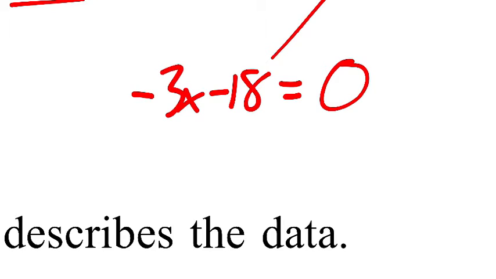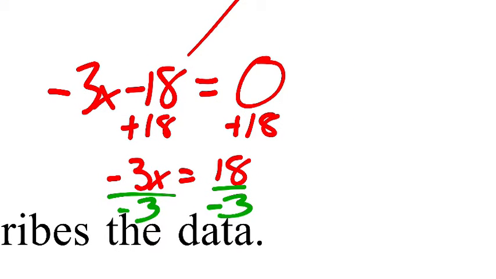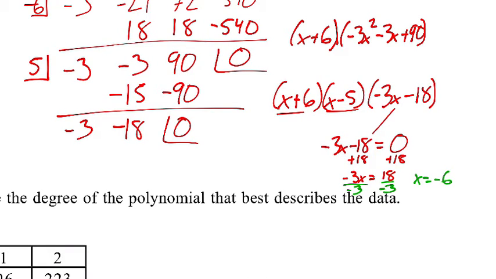So solving for x here, we're going to add 18 to both sides. We get negative 3x equals 18. In order to solve that part, we got to divide both sides by negative 3, and we get x equals negative 6. Wait, didn't we already have that? Yes, we did, which is good. So now we see we get x equals negative 6 from here and from here.